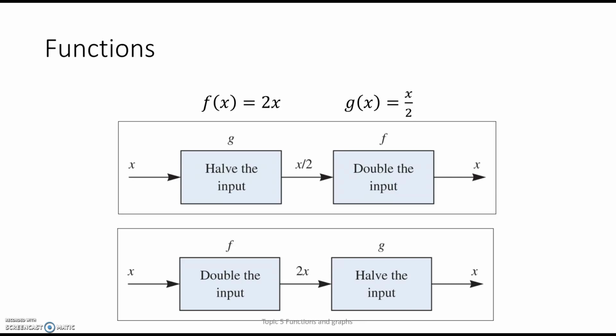So if we've got two functions f and g, and let's look at the second one first, we double the input, as that's what it says under f, to get 2x, and then if we perform g, which says halve the input, we get x. If we do g first, halve the input, we get x over 2, then if we double it, we get x. That is what makes us a function.